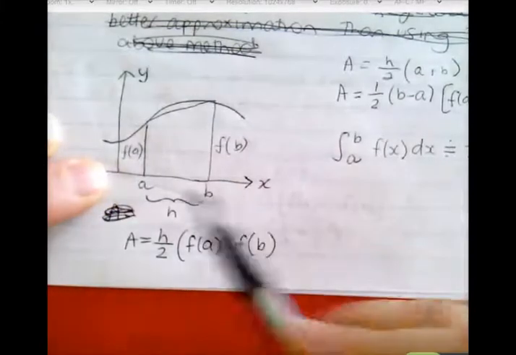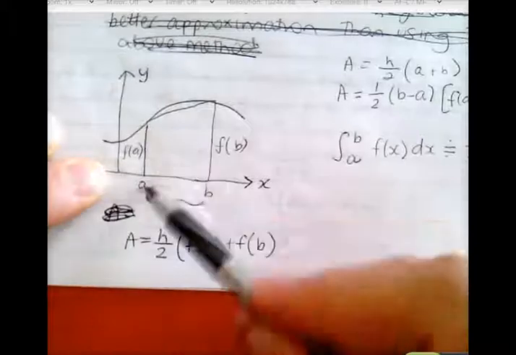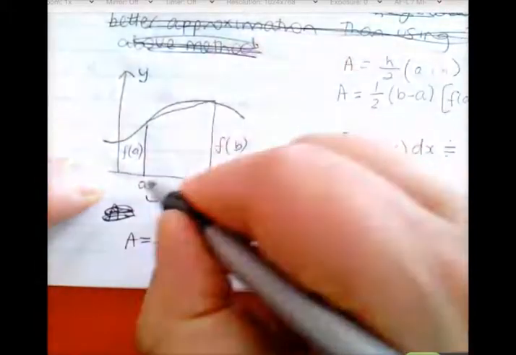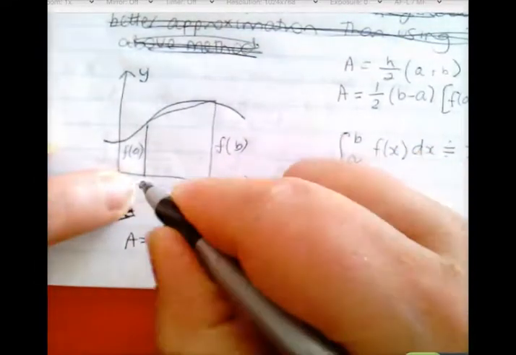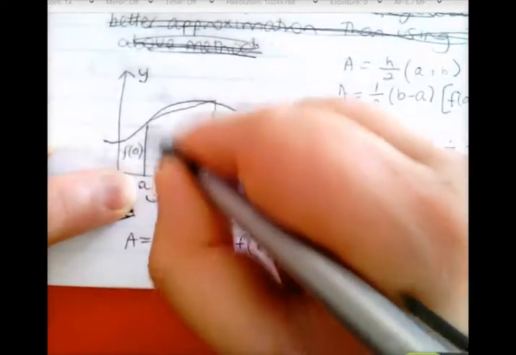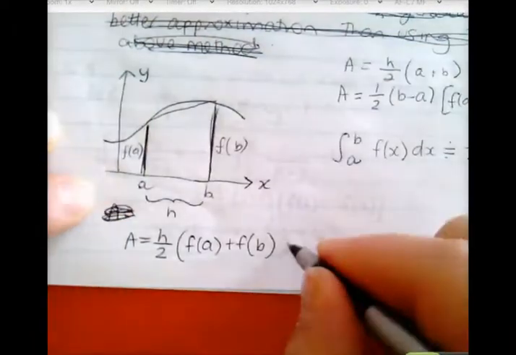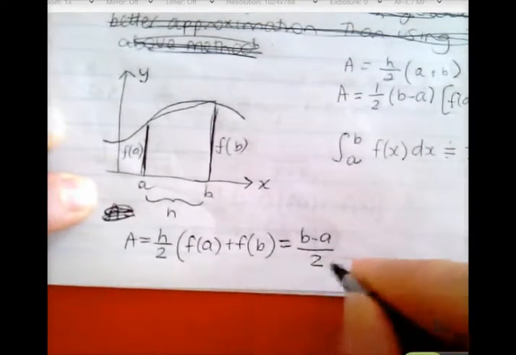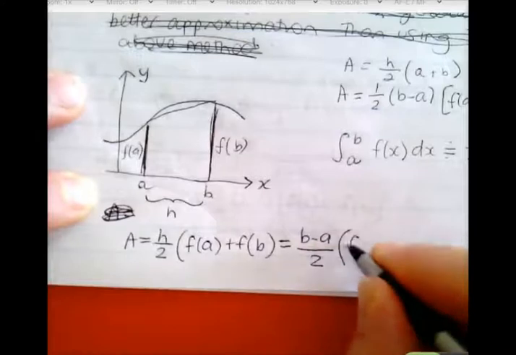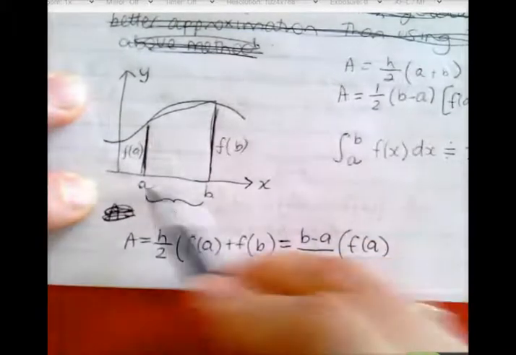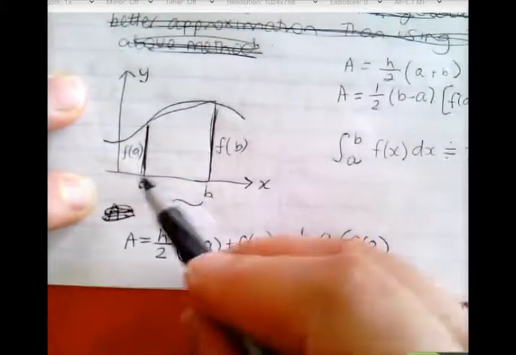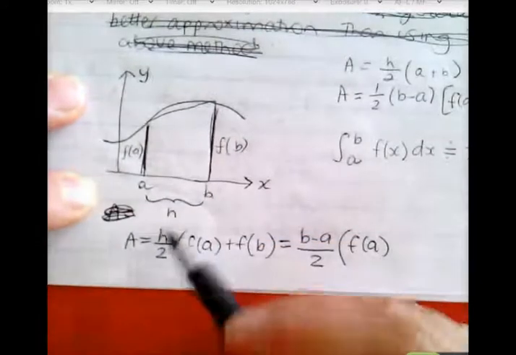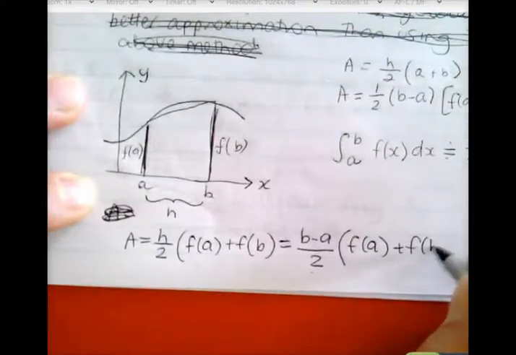But using this, it will be h on 2, function of a plus function of b, because the length of this is function of a, and the length of this is function of b. Now h in this case is just b minus a. Do you get that? h is b minus a. So h on 2 is b minus a on 2, times function of a plus function of b.